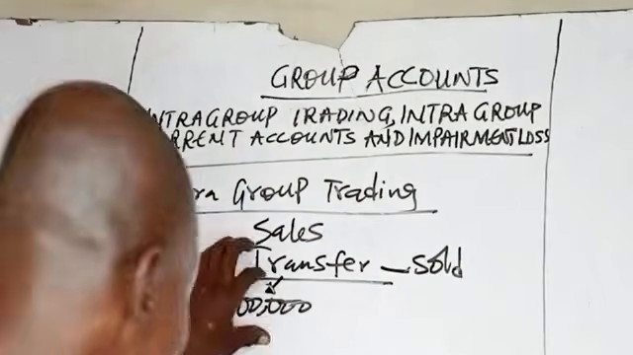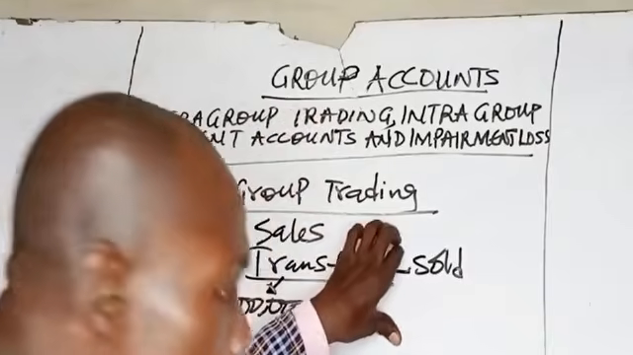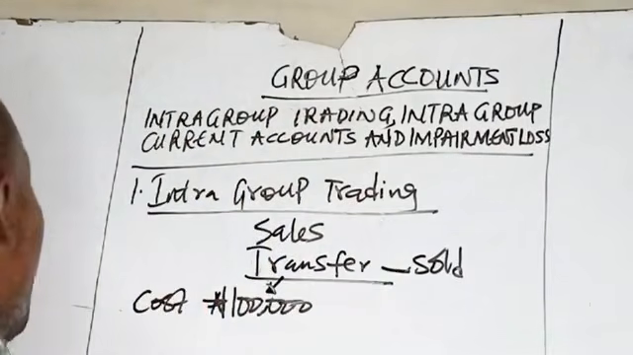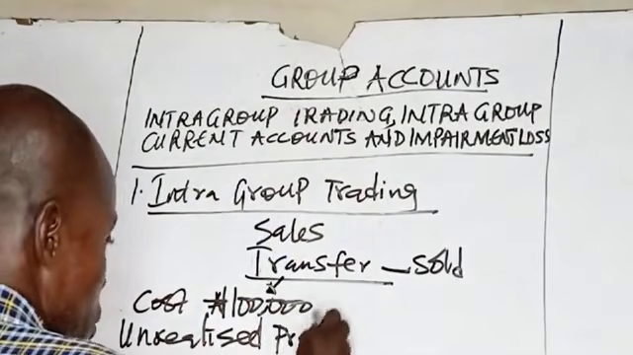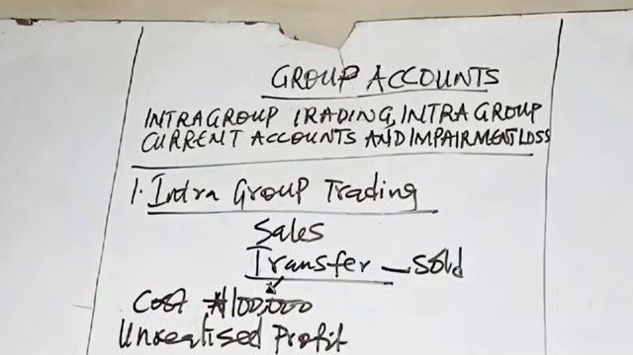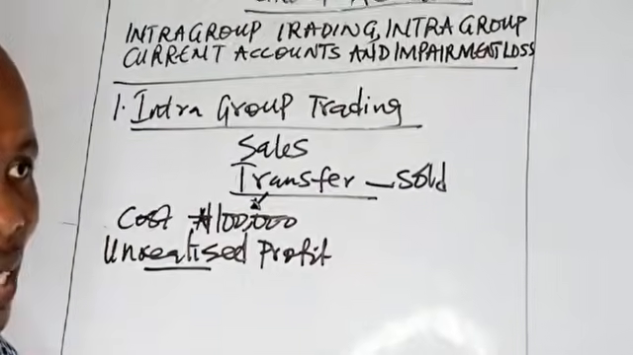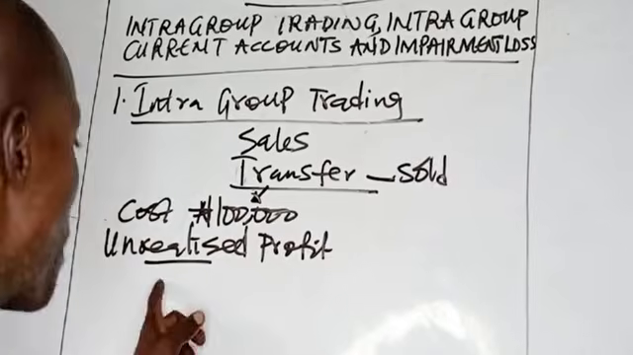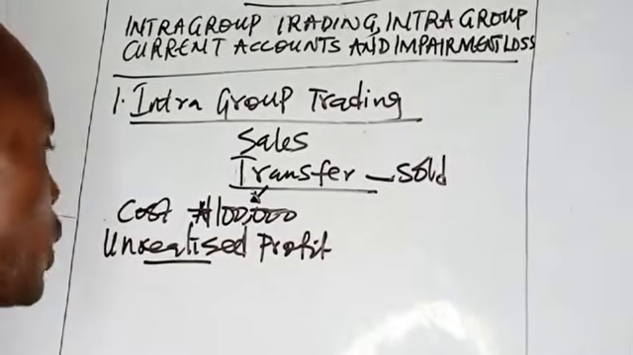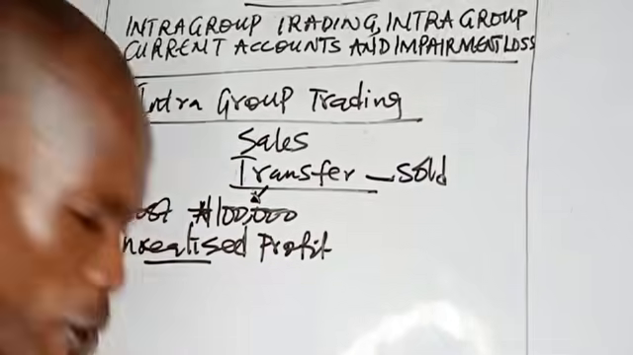Where goods are sold at a profit between the members of the group, you will need the adjustment for unrealized profit. The word realize in accounting means to sell. Unrealized profit is the amount of profit attributable to the unsold goods. The profit attributable to the unsold goods is known as the unrealized profit.